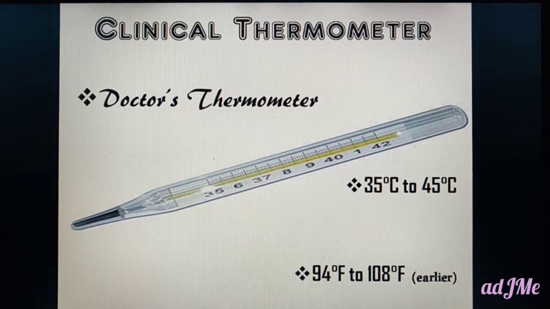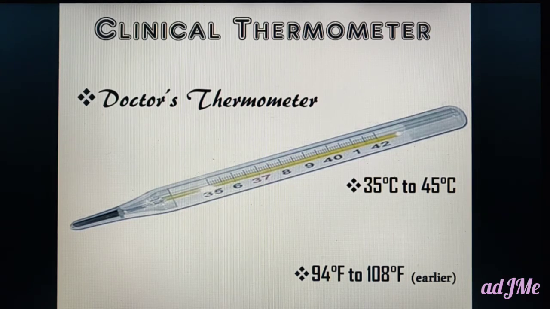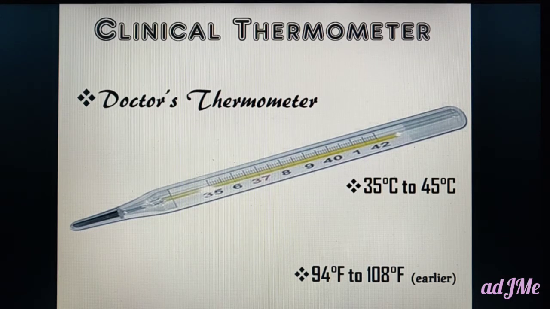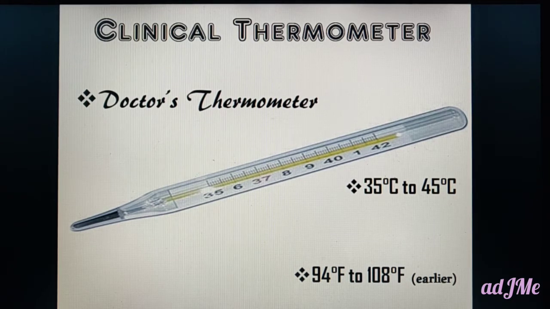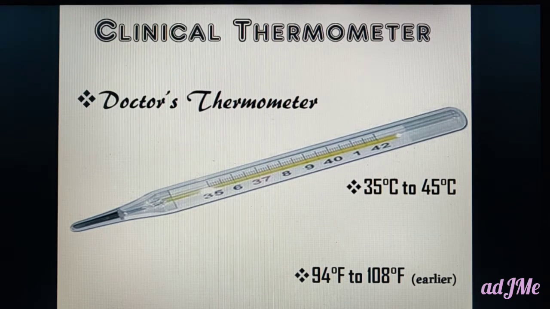In earlier days, in India, we were following the Fahrenheit temperature scale. In those thermometers, the range will be from 94 to 108 degrees Fahrenheit. So these are the earlier thermometers, which consist of the Fahrenheit scale. But nowadays we have both Celsius as well as Fahrenheit. If it is Celsius, it is from 35 to 42, not 45, 42. And if it is Fahrenheit, it is 94 to 108 degrees Fahrenheit.